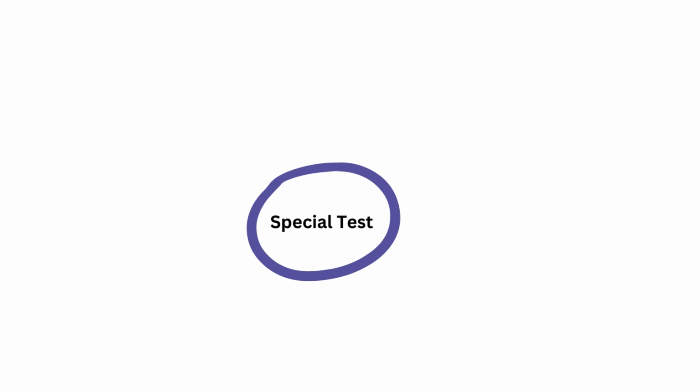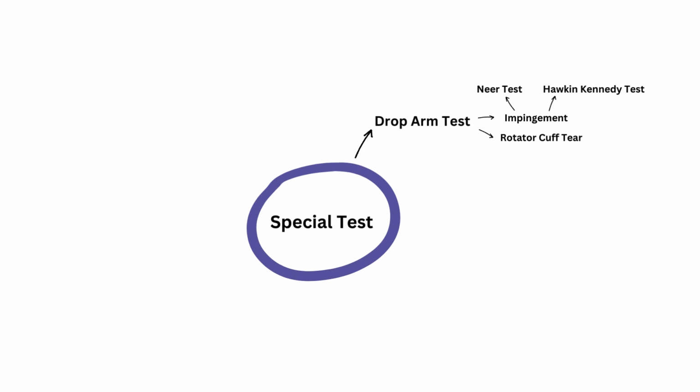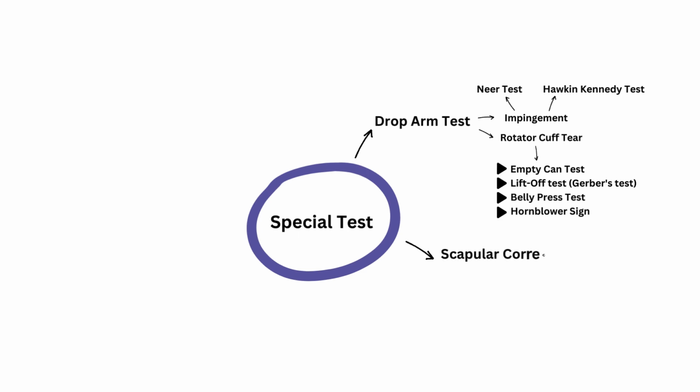We start with simple drop arm test. It confirms that the patient is either having impingement or rotator cuff tear, mainly of supraspinatus. To confirm impingement, Neer and Hawkins-Kennedy test is performed. For rotator cuff tear, empty can test, lift-off test, belly press test, and hornblower sign is performed. To assess scapular corrective maneuver, scapular assistance test and scapular retraction test is performed.